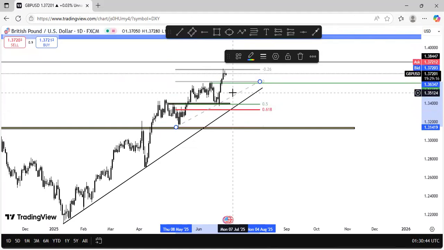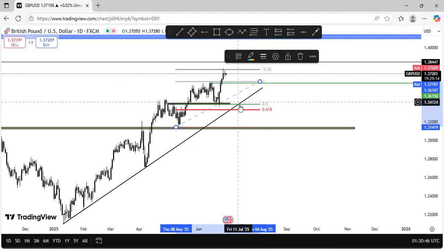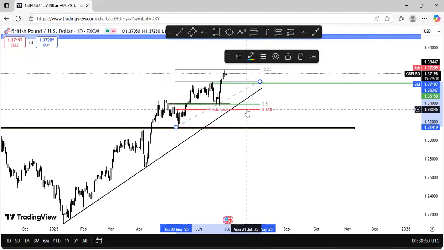But we can only try to analyze what we see. We can't say for certain that's what's going to happen, but just analyze what we see. And then if price goes according to our plan, then we good.